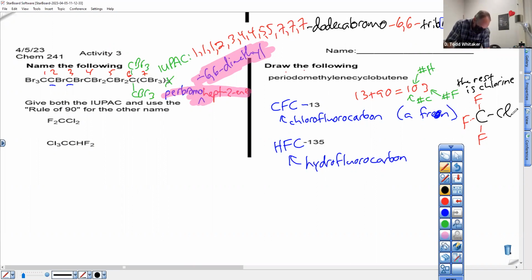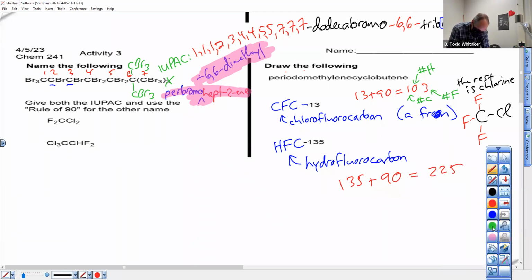And let's use the rule of 90 here. 135 plus 90. What you got? 225. This is C's. This is H. This is F. If there's any spot left over, which I anticipate no, because it doesn't say HCFC. If it's HCFC, there's a hint there's a chlorine there, but you don't need to know that. You're going to figure it out on your own. Draw 2 carbons in a row.